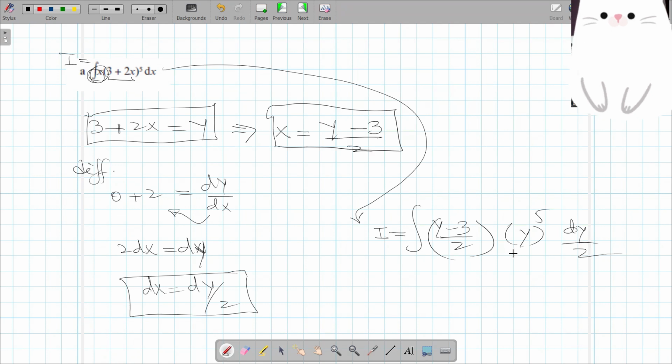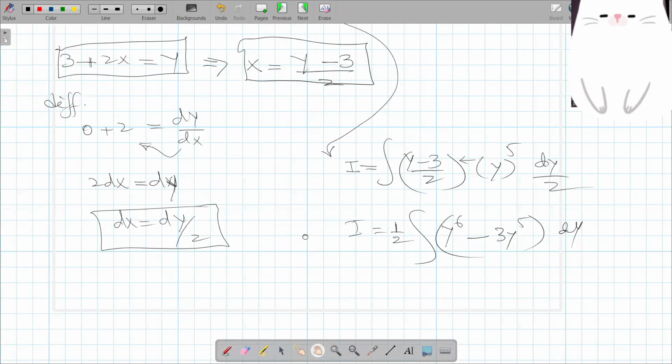I don't know how to make that nicer. Well, you have two. Multiply y to the power 5 inside the bracket. Just multiply, take this 2 outside. Y to the power 5 multiplied by y will be y to the power 6. Y to the power 5 multiplied with 3 will be 3y to the power 5. Now you can integrate.